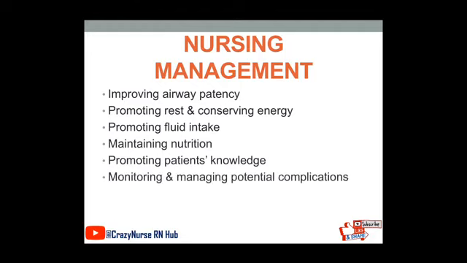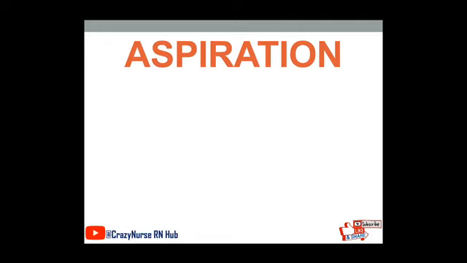We also have to monitor and manage potential complications, such as continuing symptoms after initiation of therapy, shock and respiratory failure, pleural effusion, and confusion. Next, we have to promote home and community-based care, such as educating patients about self-care and continuing care. Now let's have aspiration.